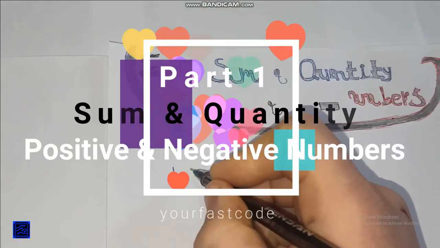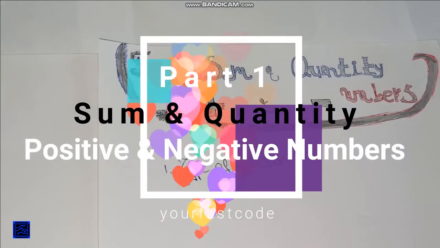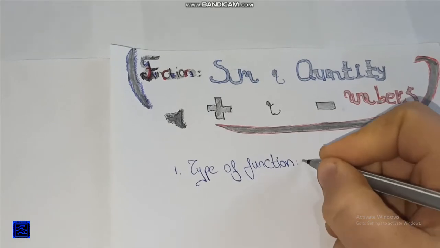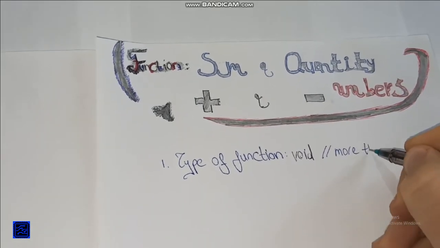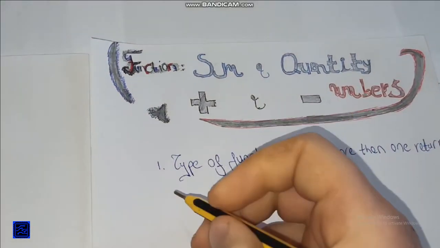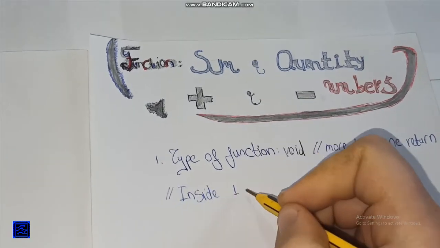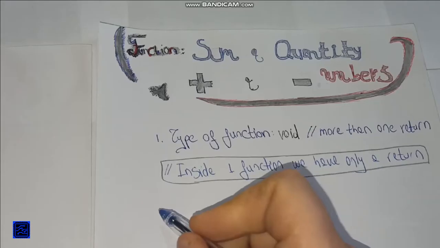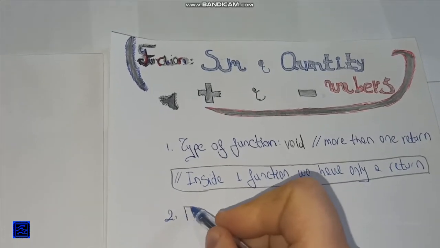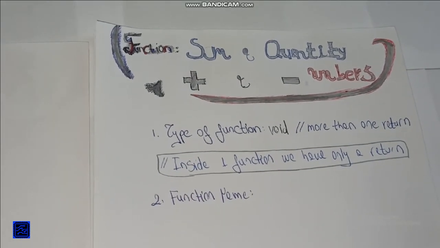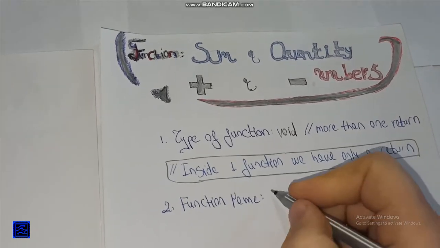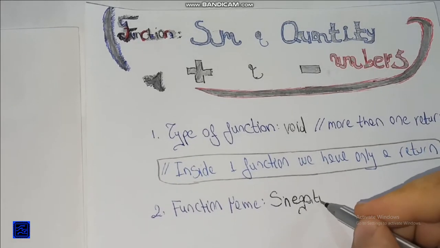First, type a function. As we have more than one return, take the function type void. More than one return. Important is that inside one function we have only a return. Second, function name. As we said, the descriptor for the action it takes will be sum, negative, positive.